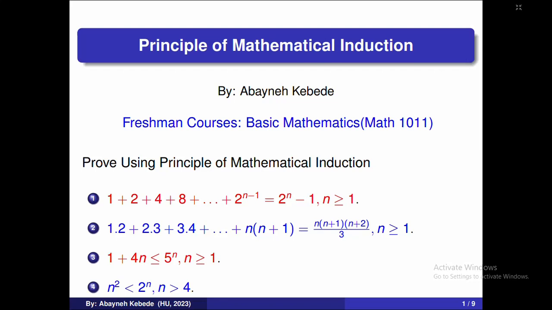Today in this part we will discuss the principle of mathematical induction. Dear students, in this part we will solve the following equations, or we need to prove the following equations by using the principle of mathematical induction. Now let us discuss one by one.